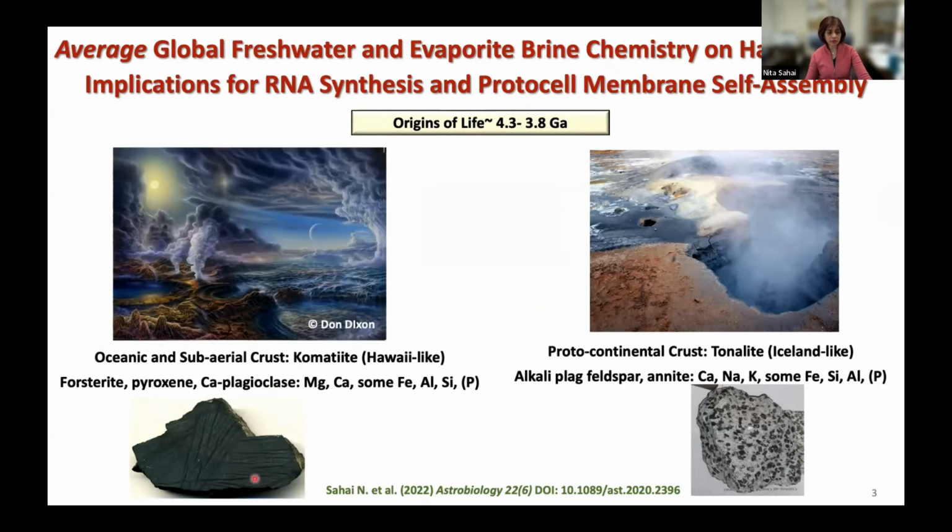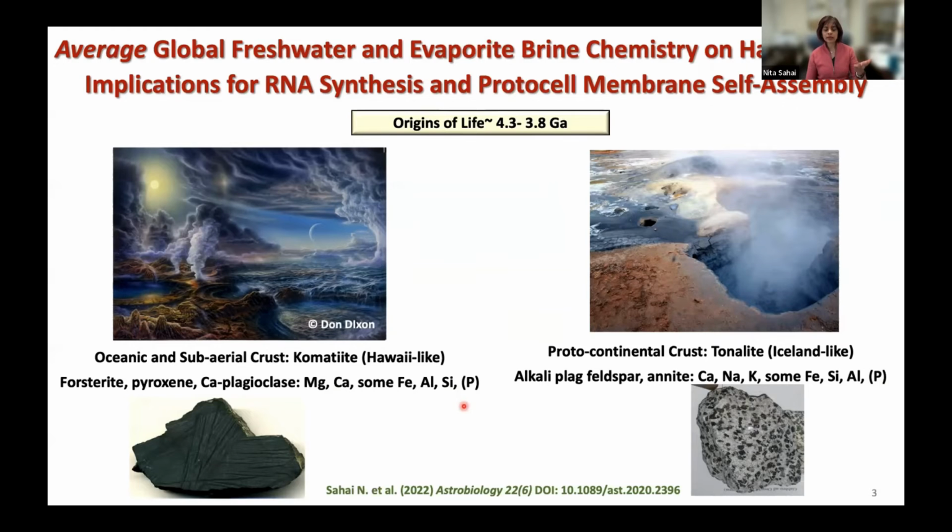And you can see here some rocks representing the komatiite-like crust that might have been there for the oceans, and the tonalite-like rock. The difference in color reflects the difference in mineralogy, which ultimately reflects the difference in chemical composition. So these are enriched in magnesium, calcium, and a little bit of iron. These are enriched in calcium, sodium, potassium, and these are all these other elements. And there's phosphorus present as hydroxyapatite coming up from the cooling of the magma, which created these rocks. That's the source of the phosphate.